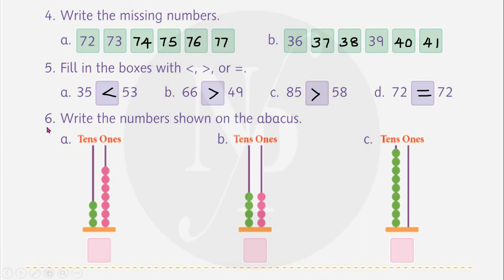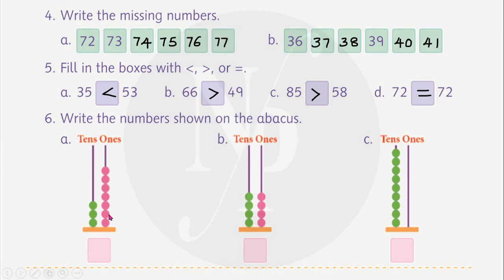Coming to question number 6. Write the numbers shown on the abacus. Here some numbers are represented by these abacus given here. Looking at the number of beads on the rods of the abacus, we have to write the correct number in the boxes given below this abacus. Let us see which number is represented by the abacus.